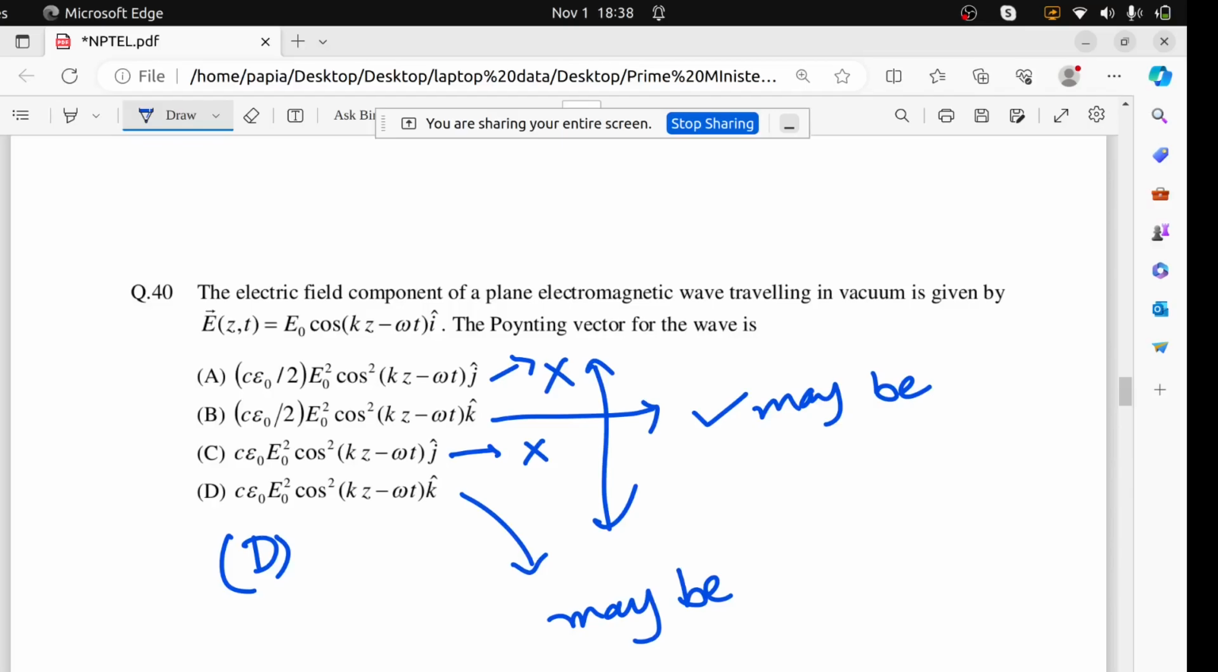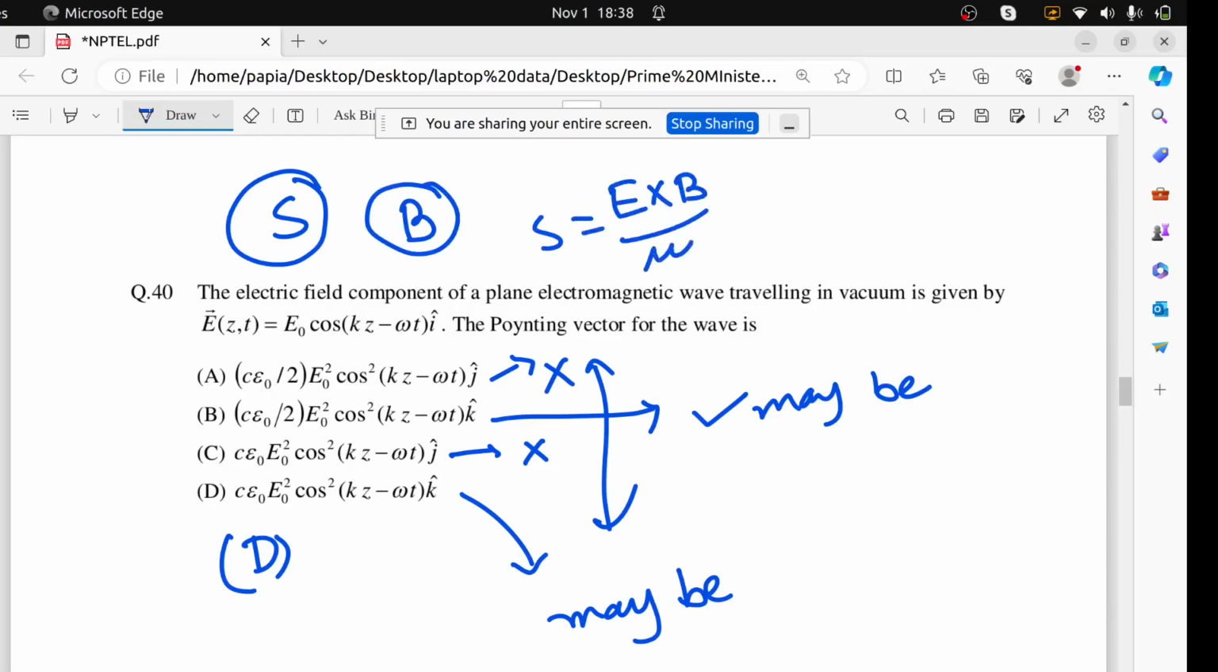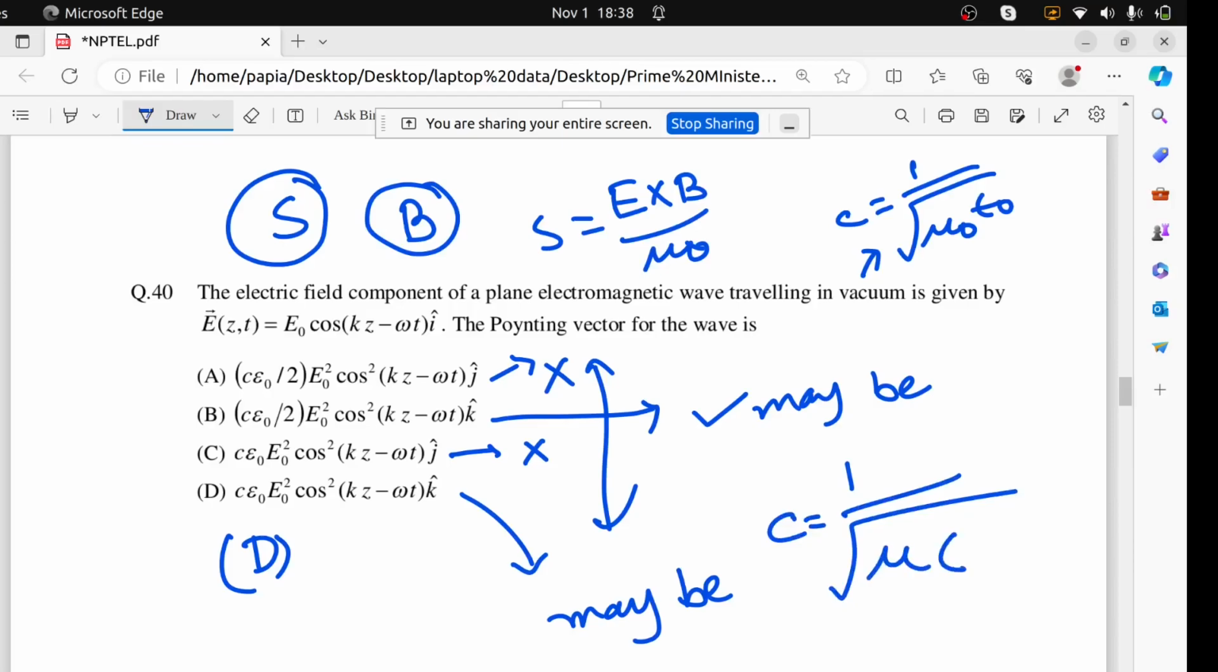So for that, what we need to calculate for this question is the expression for B, and then A is equal to E cross B divided by mu naught. Most importantly, we have to remember that in vacuum C will be 1 by root over mu naught epsilon naught, and in the presence of matter, C will be 1 by root over mu epsilon.